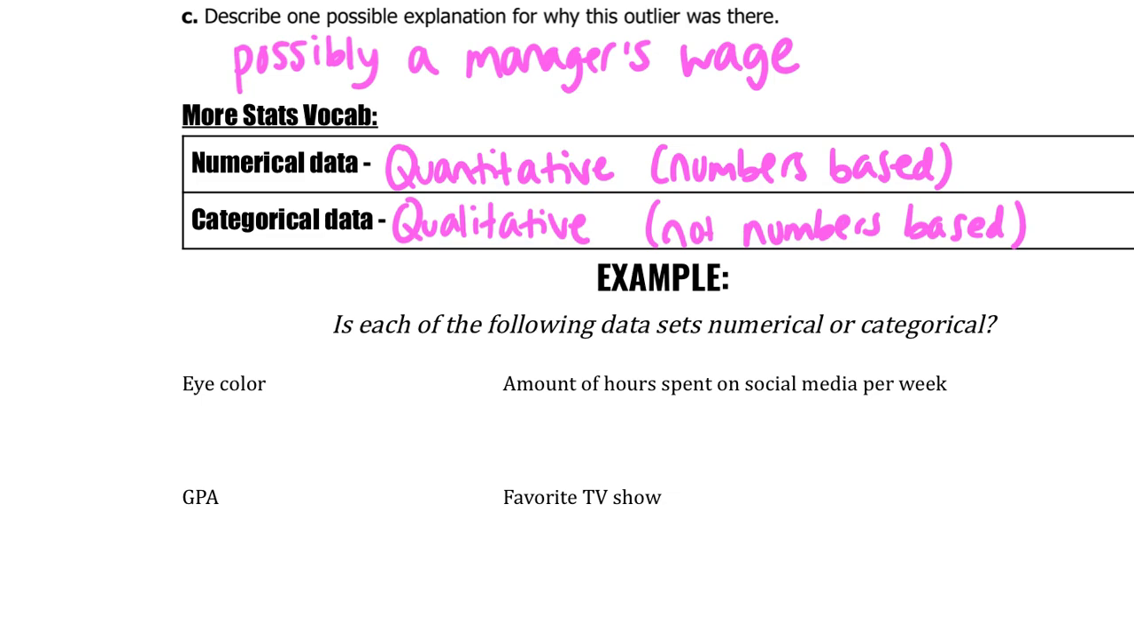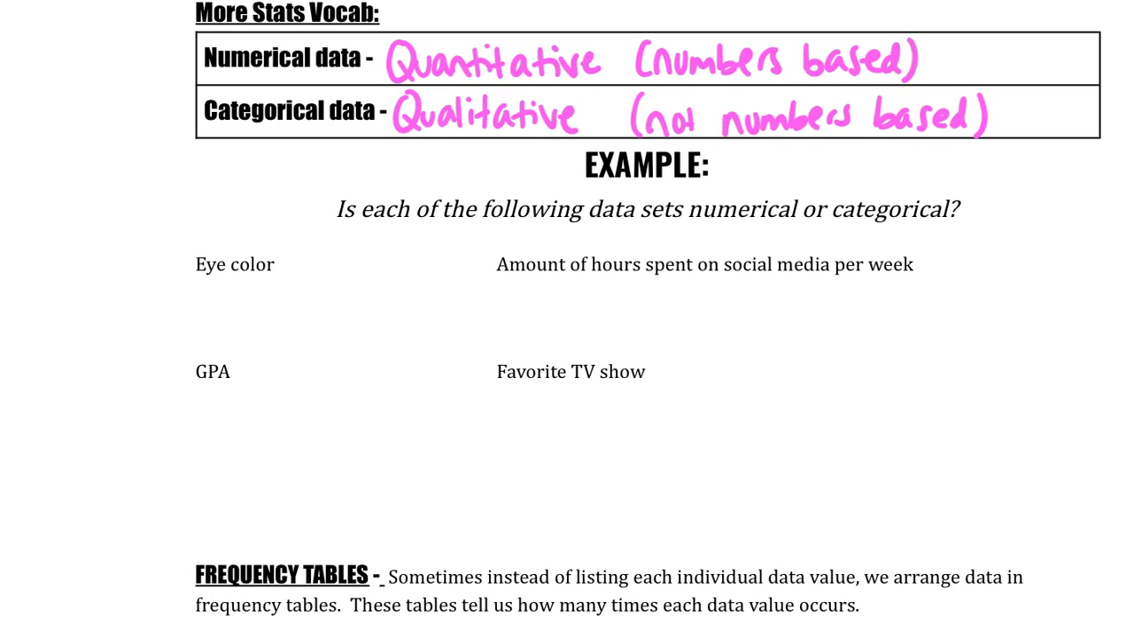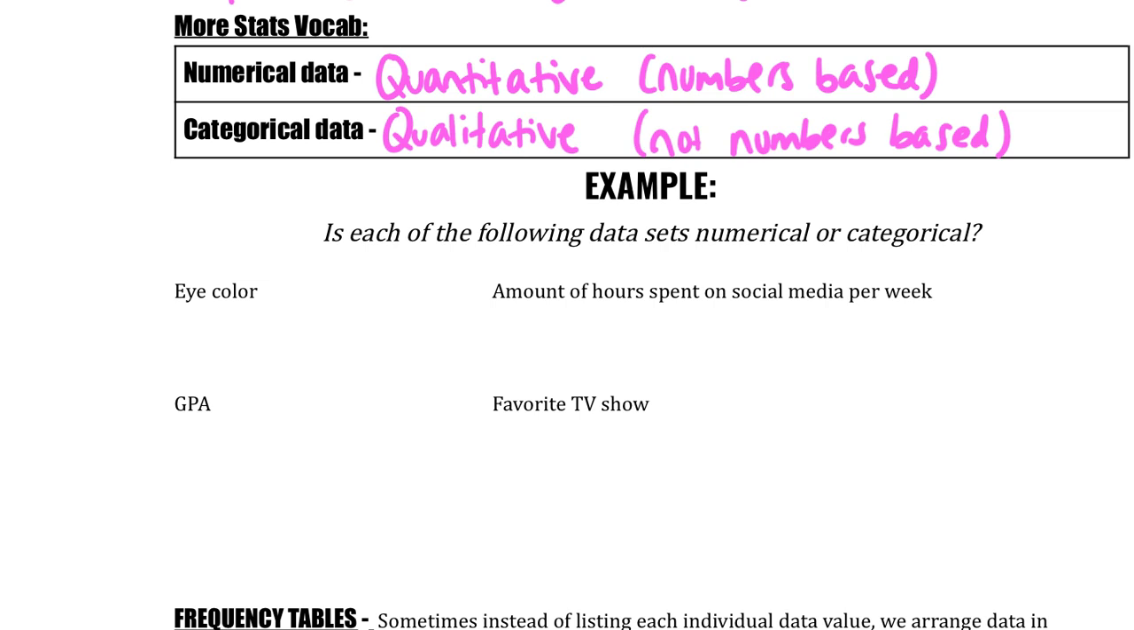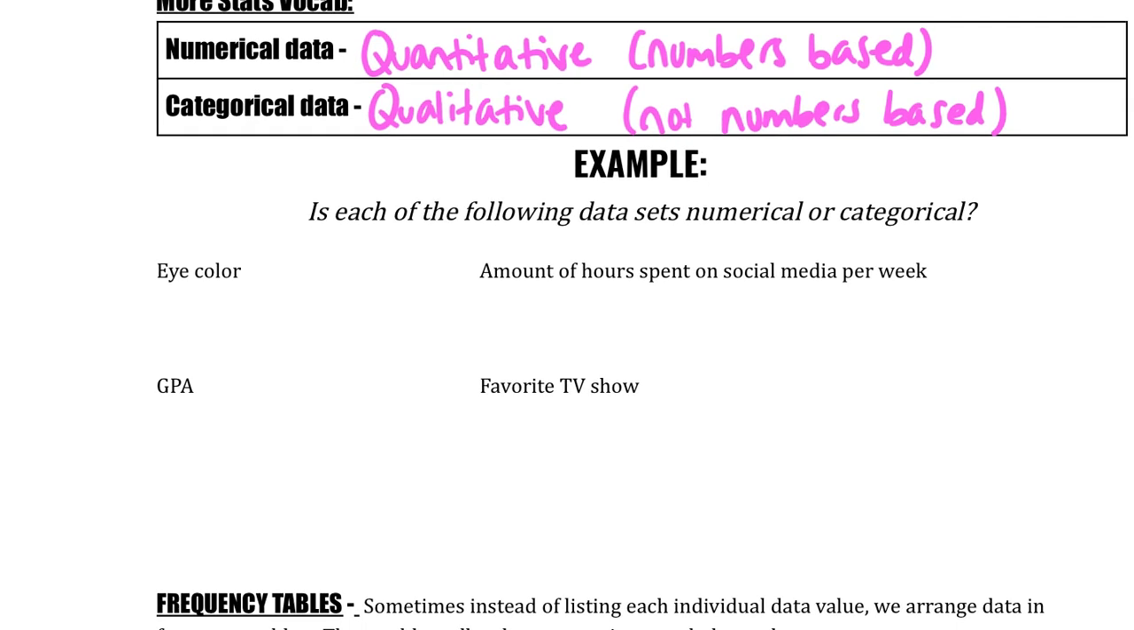So sometimes you'll be given a description of a data set, and you'll just have to say, is it numerical or categorical? So eye color, if I were in the room right now, I would say, what are some possible eye colors? And you would say like blue, brown, green, etc. Those are not numbers, and we can't really assign numbers to them. So that's certainly categorical.